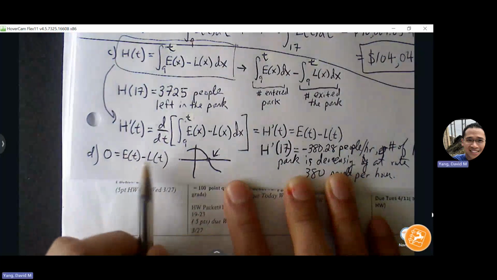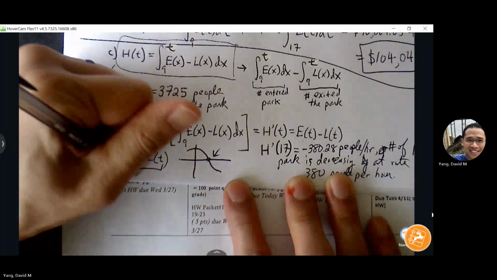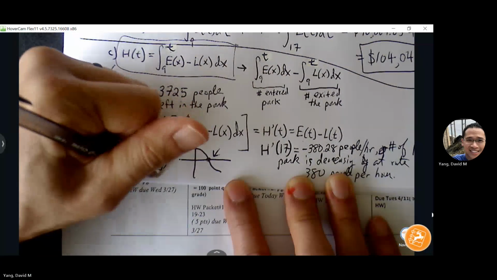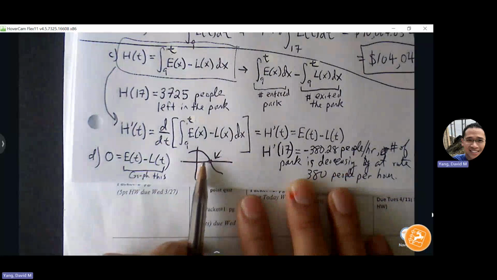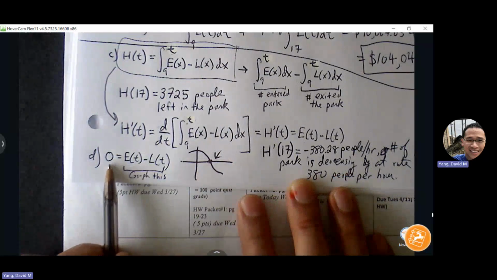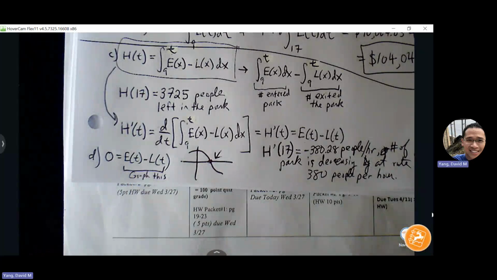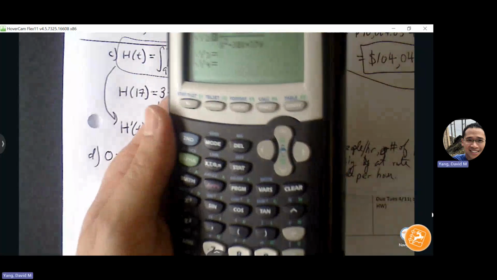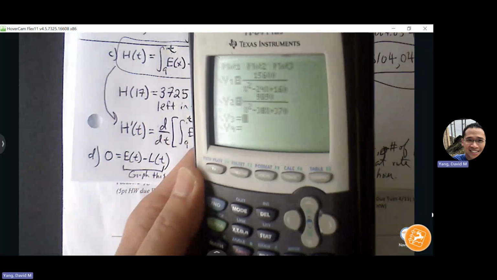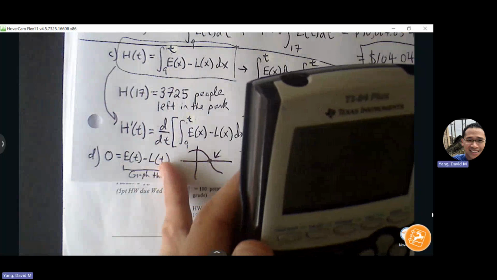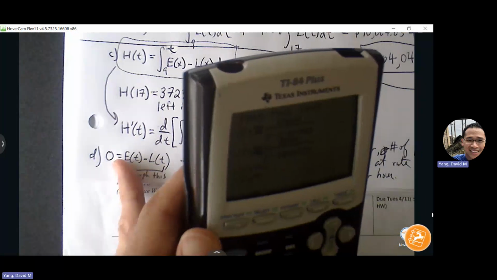If we graphed this and look for the x-intercept, then we can figure out the time when the maximum number of people are in the park. So we're going to make the calculator do that for us. Under Y3, I'm going to have Y1 minus Y2, and then just graph it and look for the x-intercept.